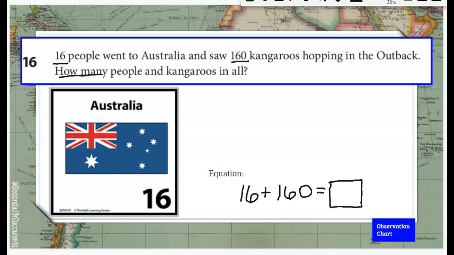Now that we have our equation, how can we solve it? I'll give you a moment to solve it on your own. Then we'll solve it together using the open number line.